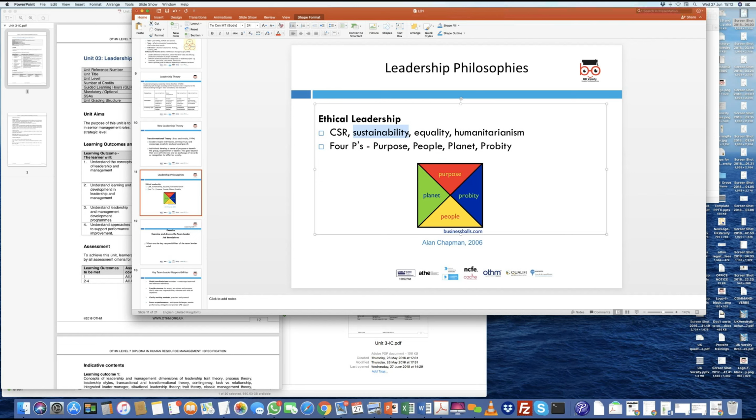So there are some aspects that we have to look at to understand leadership philosophies, and the ones that are very popularly discussed and seen by most large organizations nowadays are things like equality, diversity, sustainability, and corporate social responsibility. Now, this is based on what Alan Chapman actually proposed, saying that we have one planet, we have a lot of people on it, and it's basically owned by everyone. There's not a single person which owns everything.